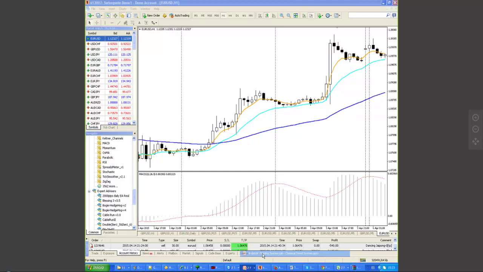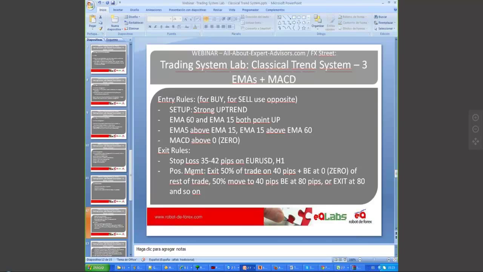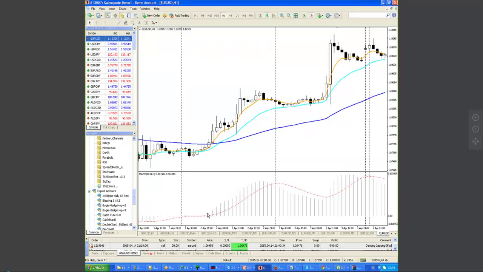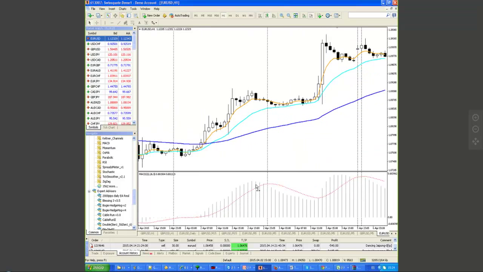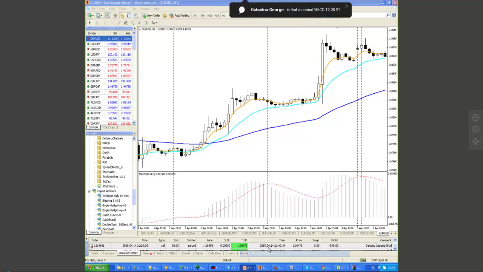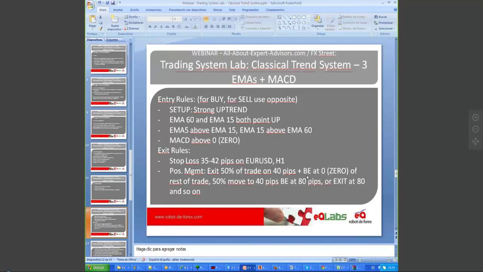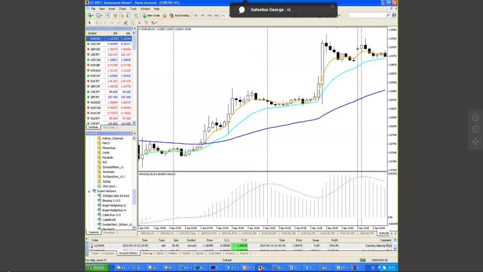Let's check condition number 4. Condition number 4 is the MACD, which is below. It's an oscillator, oscillating below. It should be above 0 for buying. Let's check. Here the MACD is above 0, and here you see the MACD was below 0. So it just started here. The MACD is above 0. So we would have basically all the rules happening here. It's a normal MACD, the usual one. Let's check it again. Yeah, 12, 26, 9. You can see it here. I don't know if you see my mouse.